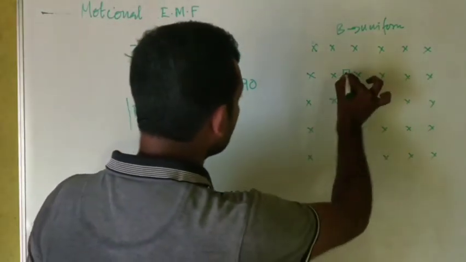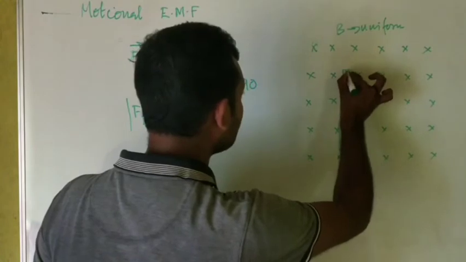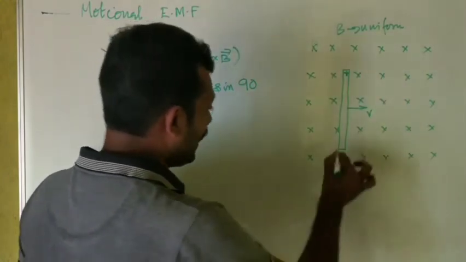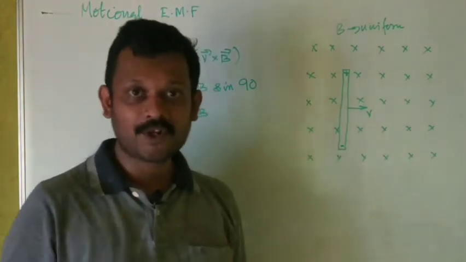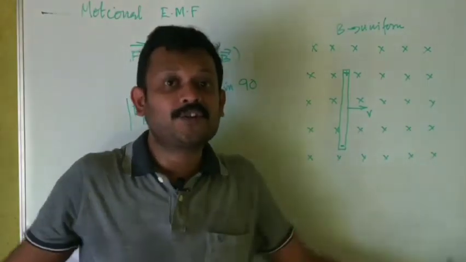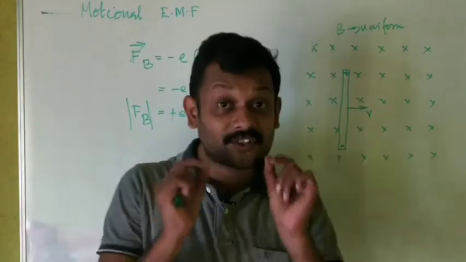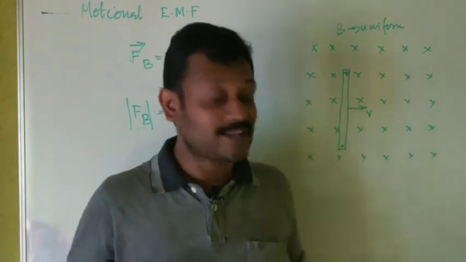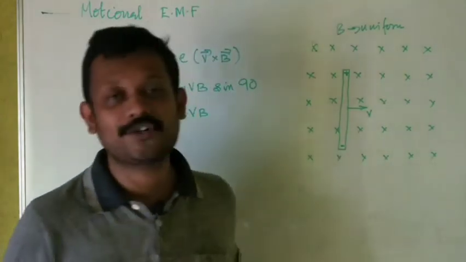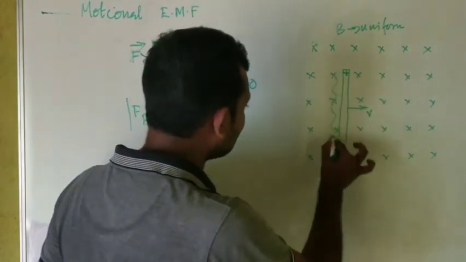As a result of pushing these electrons downwards, a positively charged region will be created at the top, and a negatively charged region will be created here, because electrons are pushed down to the maximum extent possible, that is, to the bottom of the rod. This is plus. Say this length is equal to L.